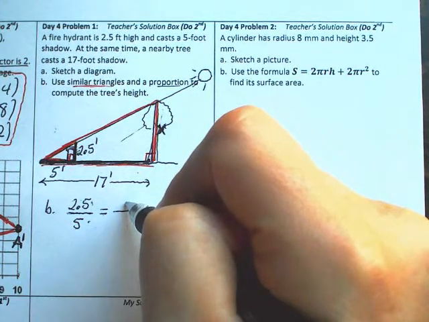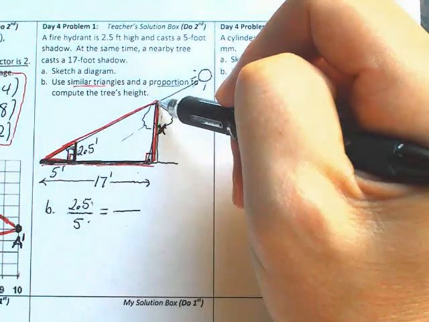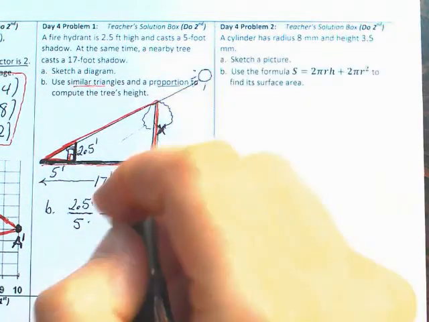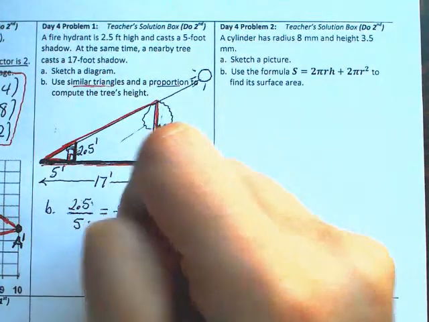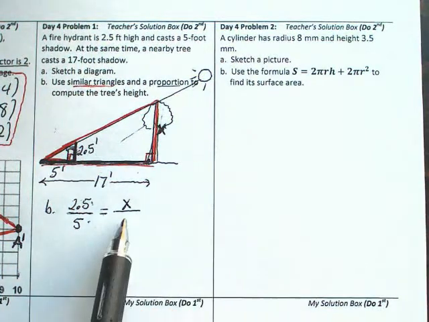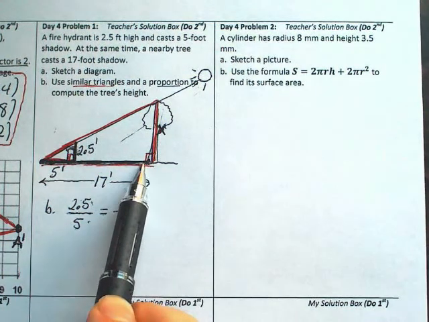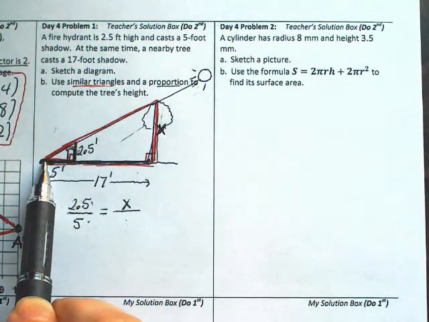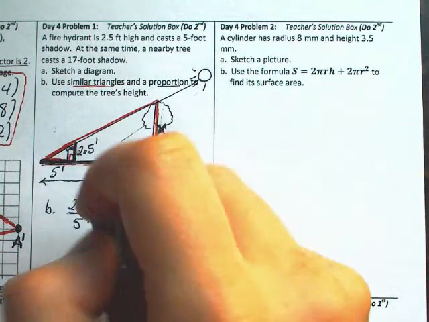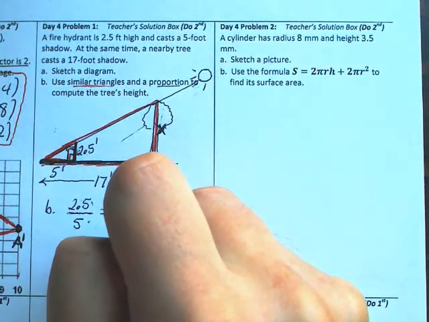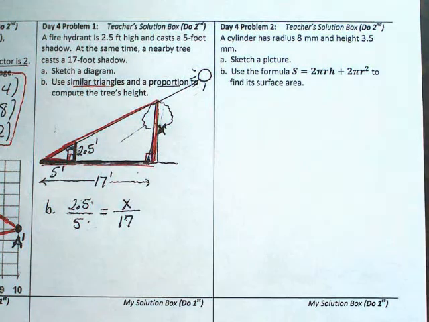Okay, so the height of the tree, we do not know the height of the tree. That is the side that has an x on it. So the variable x goes here. And now the shadow for the tree. That is this side of the triangle, which is 17. And so 17 is the denominator of that fraction.